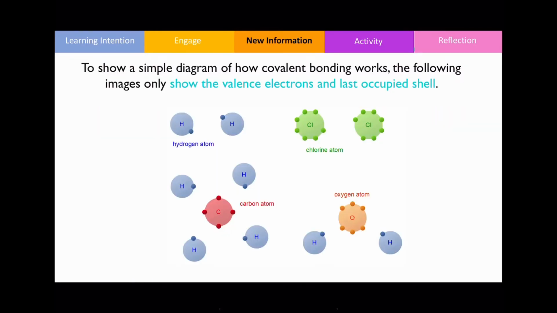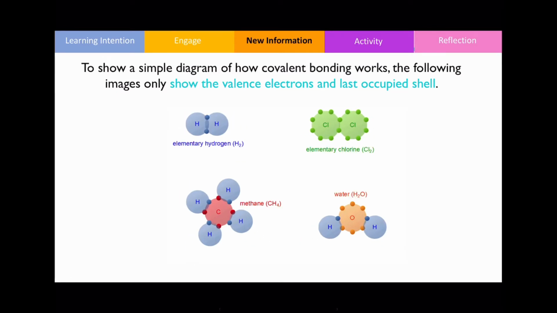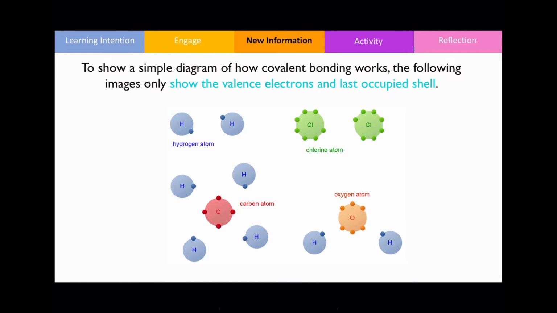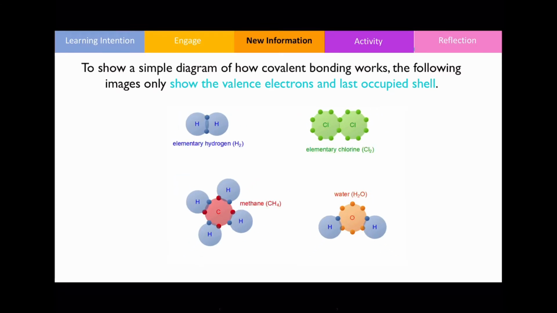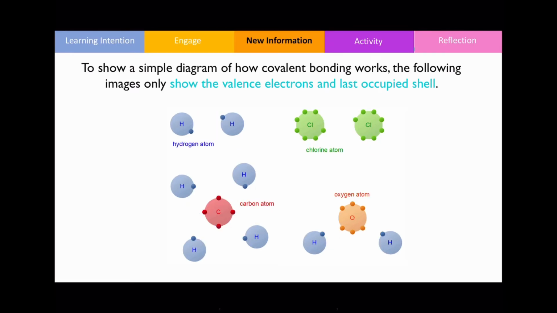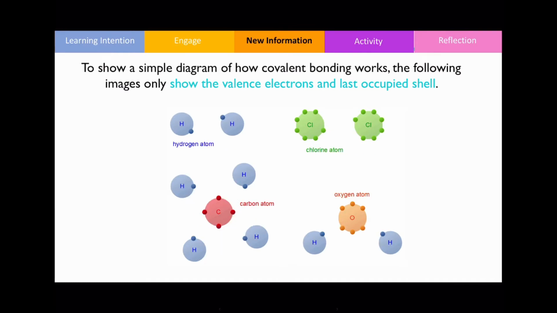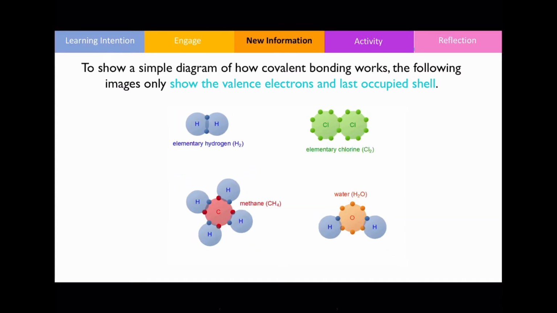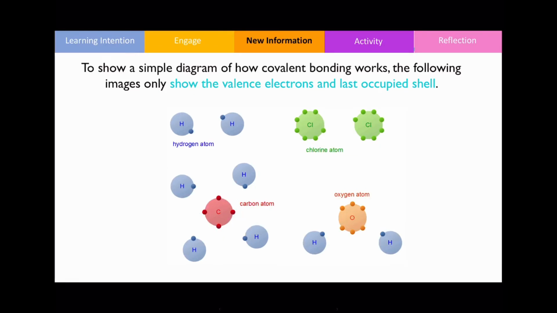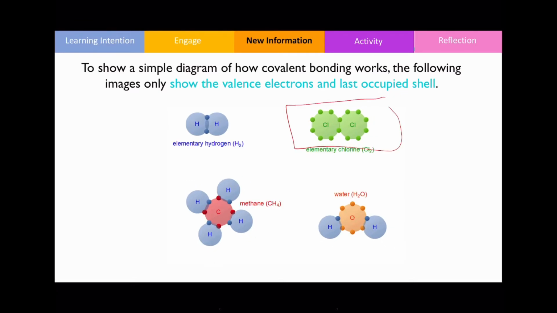This is also another animation that shows you how covalent bonding works. In this particular image, they only show you the valence electrons in the last occupied shell. Because chemical bonding only takes place with the valence electrons, that's the reason why we don't show all the inner shell electrons. It's not really important at all. So as you can see over here, by connecting to each other, now they have a full outer shell.